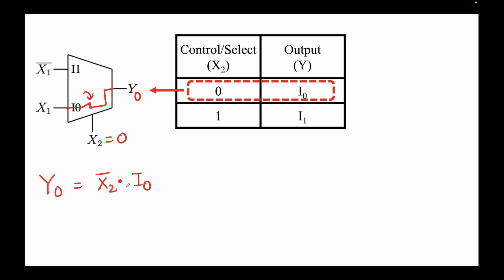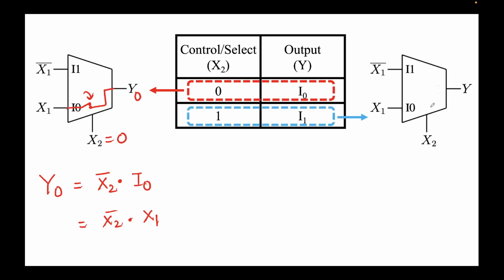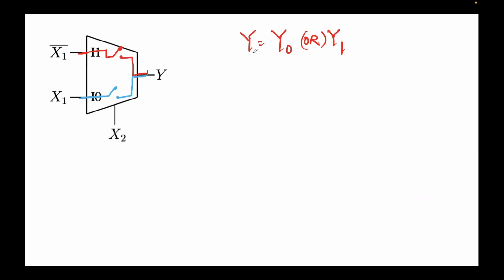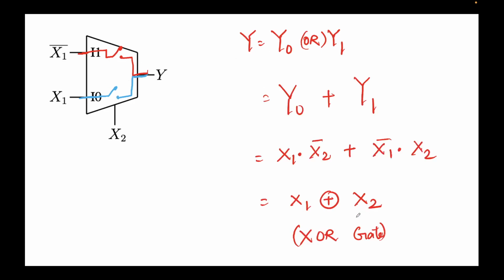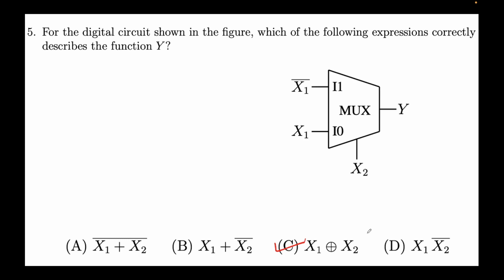Hence this expression is x2 bar dot I naught, because I naught is x1. Similarly for the second row, when x2 is 1, the top switch will be closed like this, and the expression comes out to be x2 dot x1 bar. But this is an OR gate, so y equals y naught plus y1, and we get this expression, which is nothing but an XOR gate, which is our option C. So in this way, using a multiplexer, you can employ an XOR circuit or XOR topology.